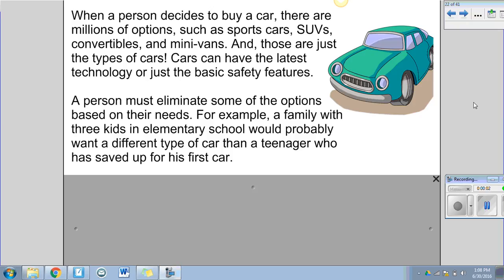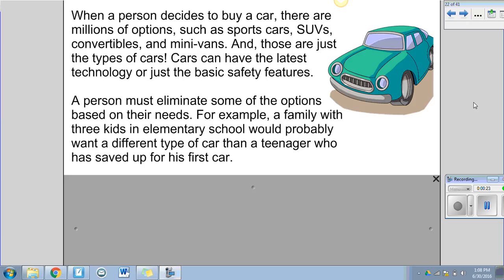When a person decides to buy a car, there are millions of options, such as sports cars, SUVs, convertibles, and minivans. And those are just the types of cars. Cars can have the latest technology or just the basic safety features. A person must eliminate some of the options based on their needs.